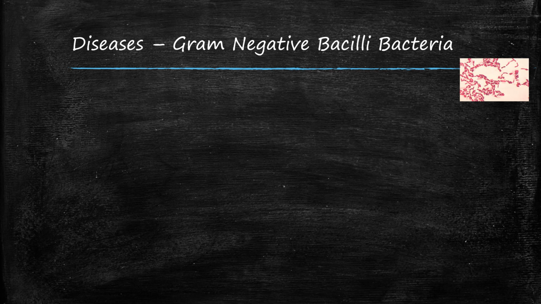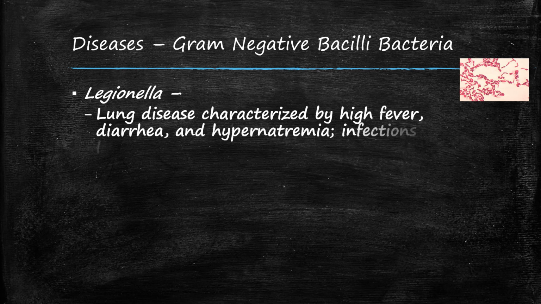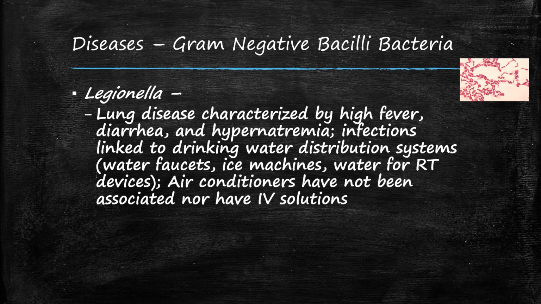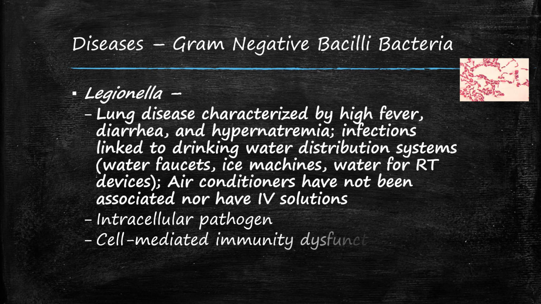So now we're going to move into talking about the gram-negative bacilli. The first one that we will talk about is Legionella. Legionella is the bacteria that is responsible for Legionnaire's disease, which is characterized by a high fever, diarrhea, hypernatremia. It is linked to drinking water distribution systems like water faucets, ice machines, or water from respiratory therapy devices. It has not been associated with air conditioners nor IV solutions. It's an intracellular pathogen, and it is also going to lead to cell-mediated immune dysfunction.